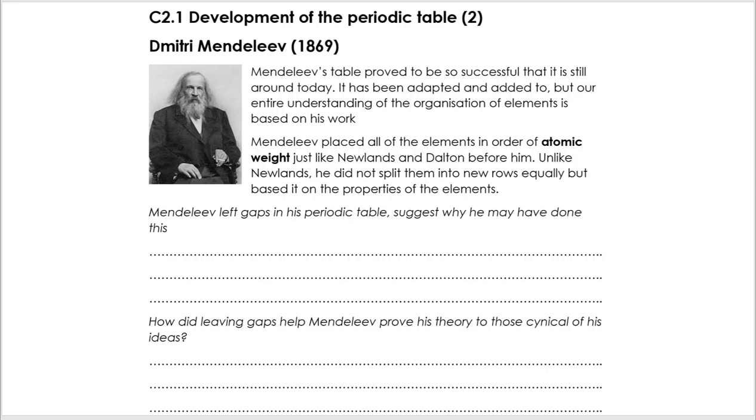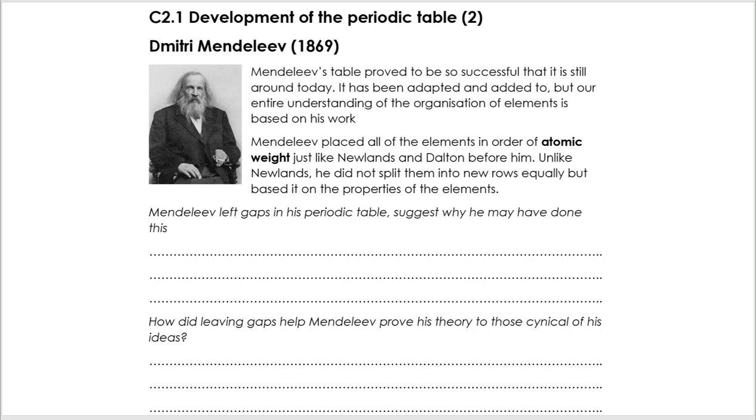So have a read and then have a go at these questions. Mendeleev's table proved to be so successful it's still around today. It's been adapted, it's been added to, but everything that we now use is based on the work that he did. Mendeleev still placed them in order of atomic weight. That's an important distinction. But he made a couple of changes.